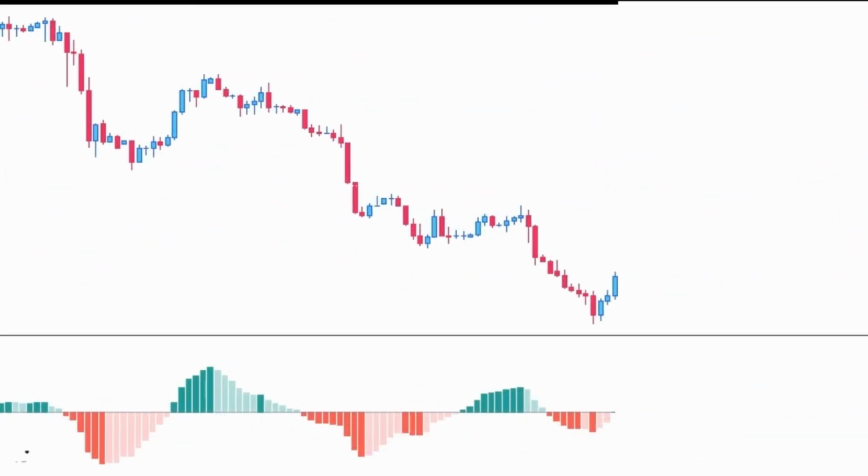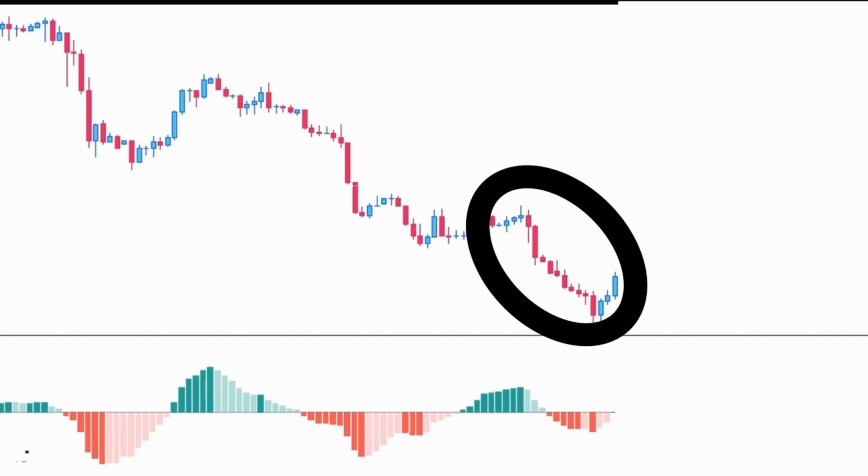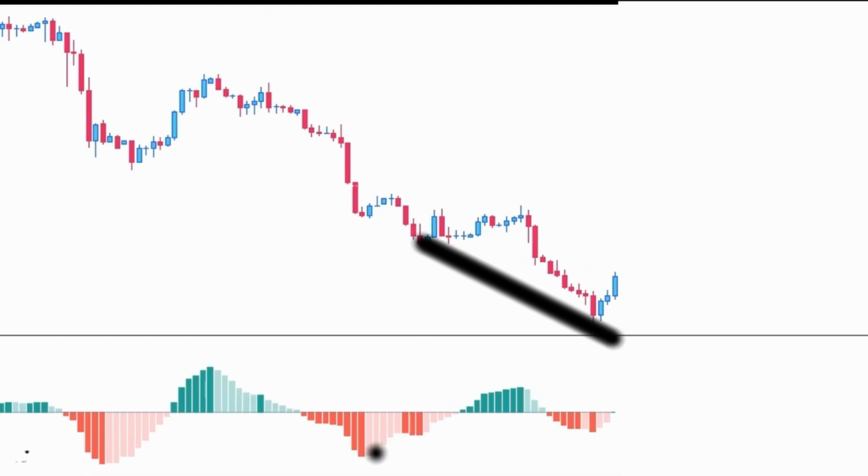So here we have the chart of the market where it is making lower highs and lower lows. And now the current trend, which is bearish, is seen weakening. This is because the price is making smaller impulsive moves, and also the size of the histogram is getting smaller. The price is making lower lows, but the histogram is making higher lows. This is what is called the bullish divergence.